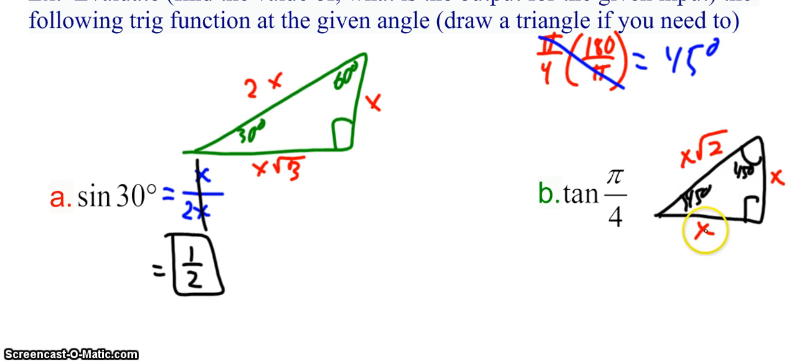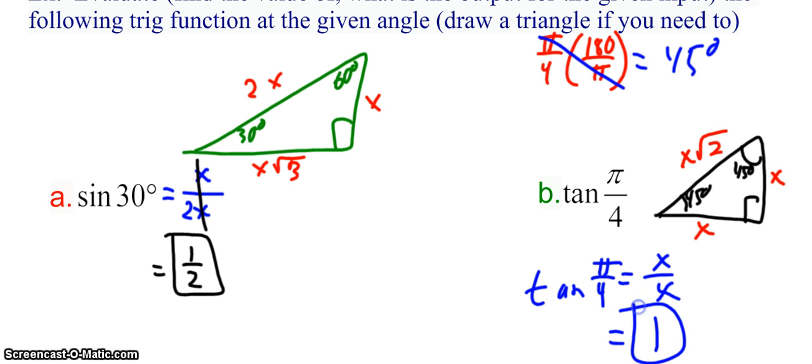Tangent is opposite over adjacent. Since these are both 45, it doesn't matter which one I call the opposite and which one I call the adjacent. So the tangent of pi over 4 is going to be x over x. What happens whenever we divide two things that are the same? We get 1. So the tangent of pi over 4, or 45 degrees, is 1. Boom. My mind's blown. I don't know about you.